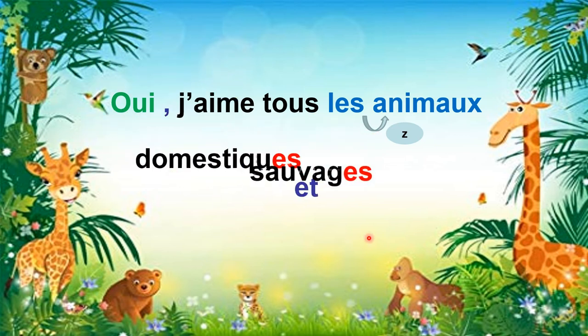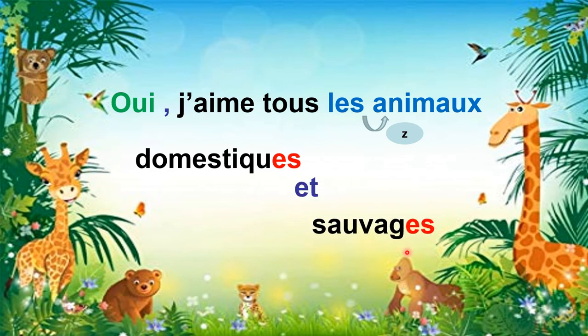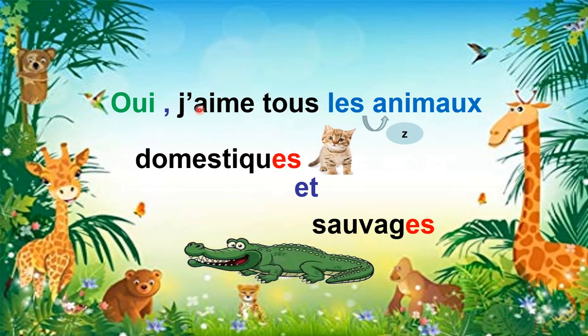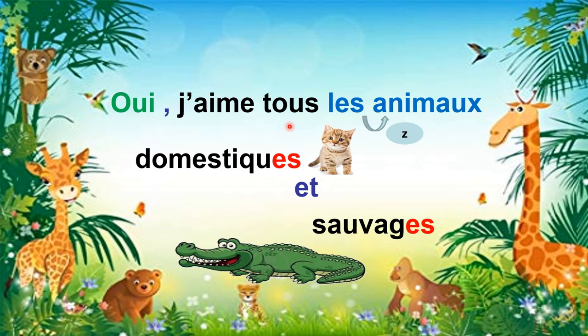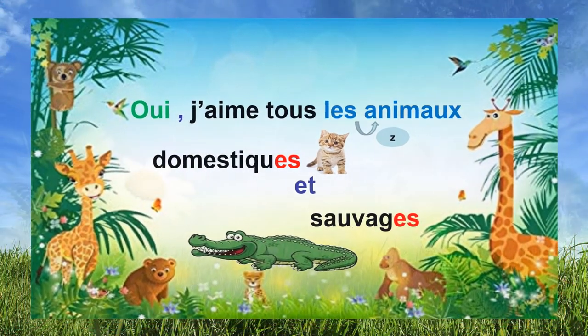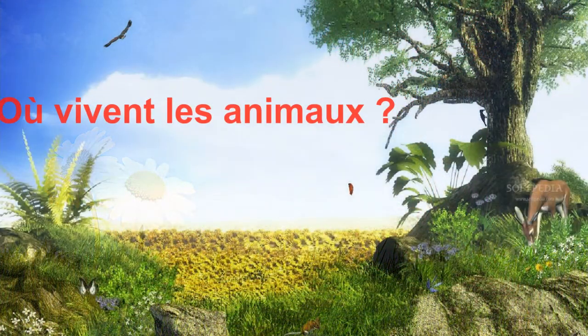"Et sauvages." "Sauvage" means wild. "Domestique" means we can keep it at home, like cats and dogs. "Sauvage", like the crocodile or the lion, we can't keep. So, domestique et sauvage. "Tu aimes les animaux?" "Oui, j'aime tous les animaux, domestiques et sauvages."